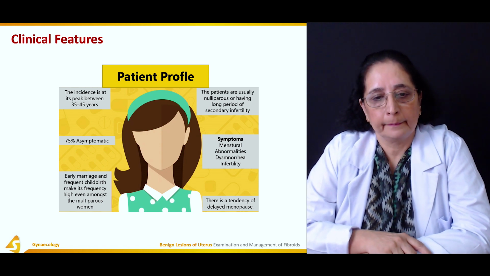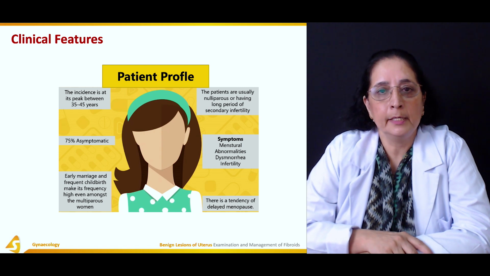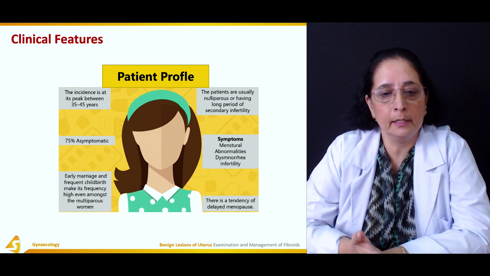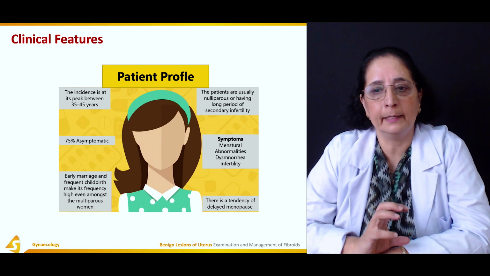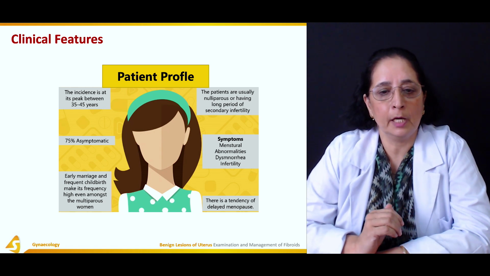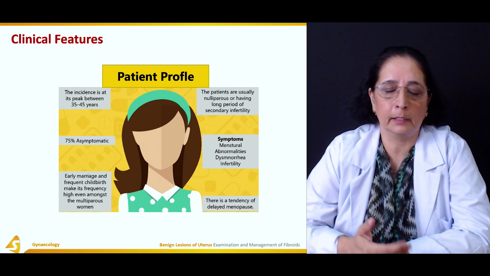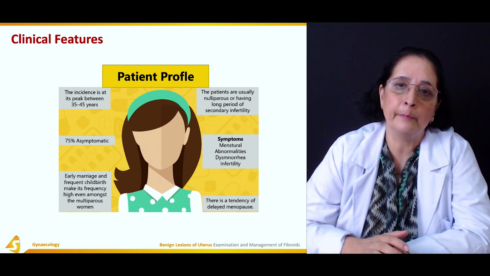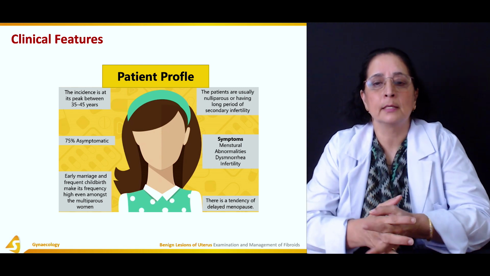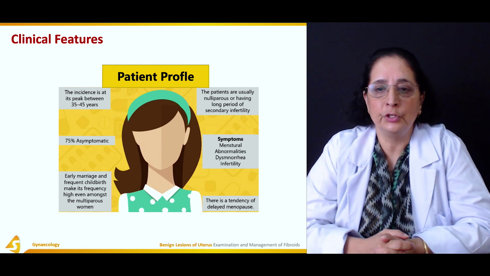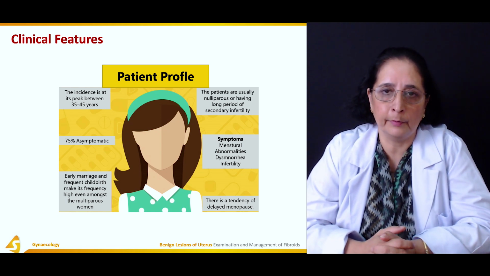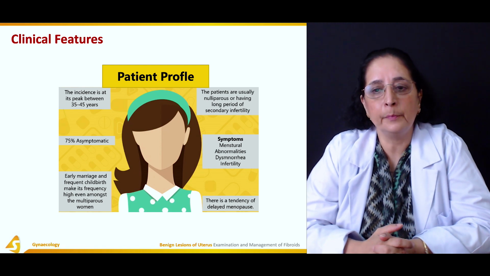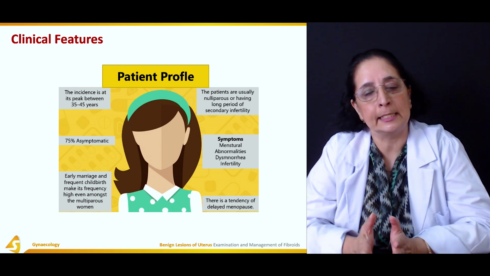So, early marriage, usually it's more common in nulliparous females, but conditions like early marriage and frequent childbirth can lead to the formation of fibroids even in multiparous women. Then patients are usually nulliparous. Nulliparous are the females who never gave birth to a baby or have a long period of secondary infertility.